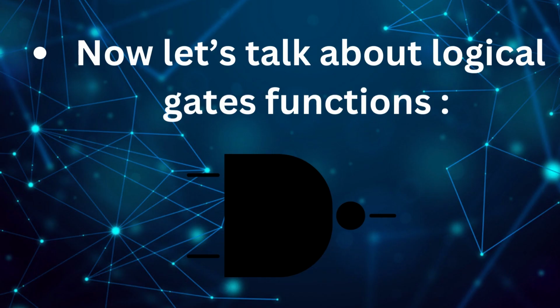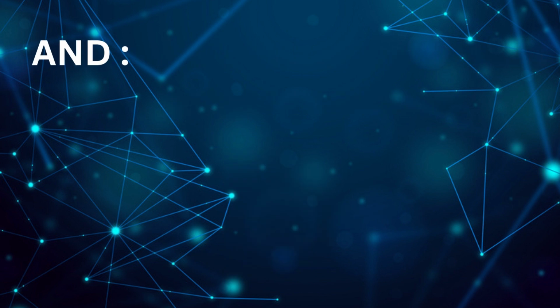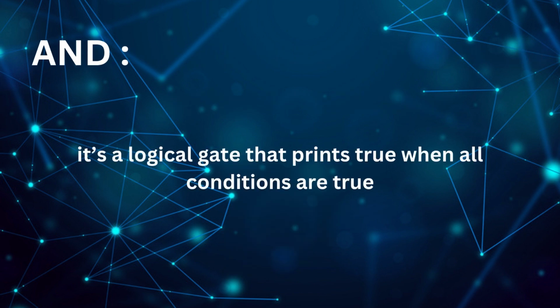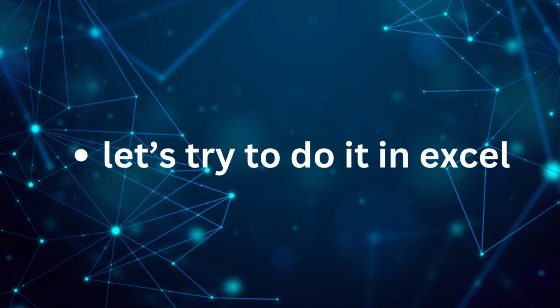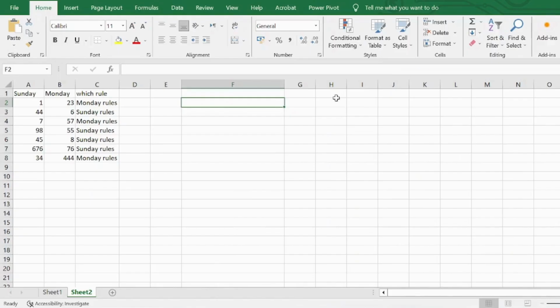Now let's talk about logical gate functions. Let's start with the AND gate. It's a logical gate that prints true when all conditions are true. Let's try to do it in Excel. Let's check if these two hours have sales or not by checking if their values are greater than 0 or not.